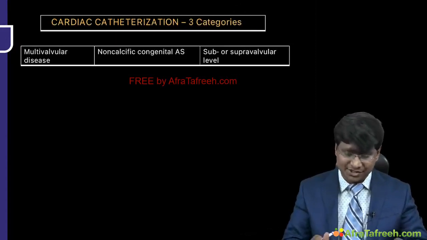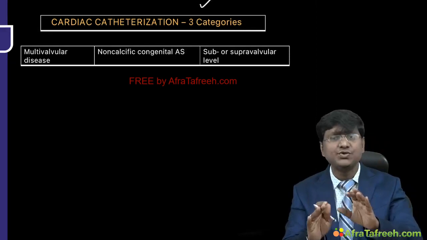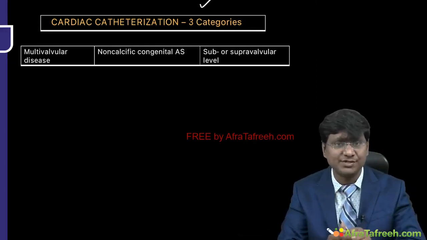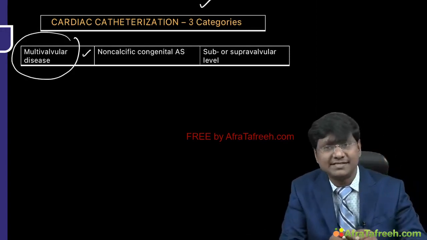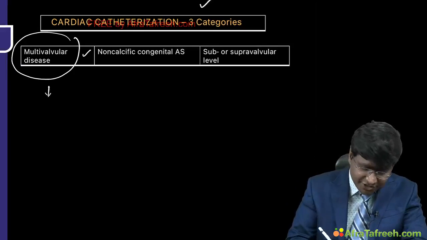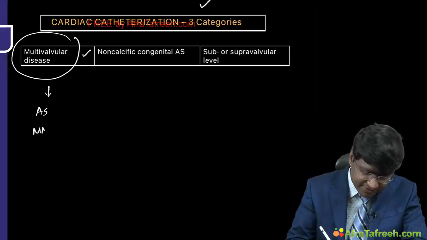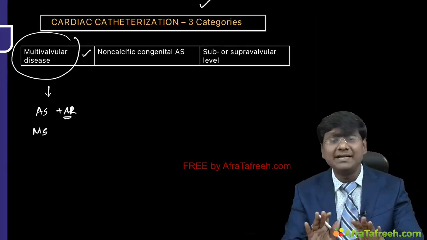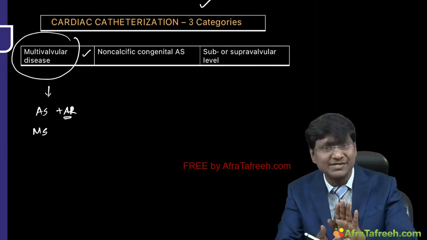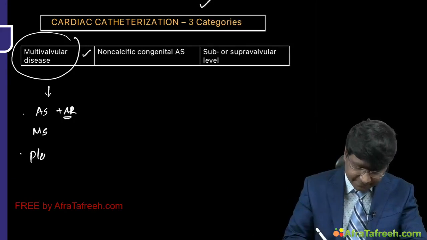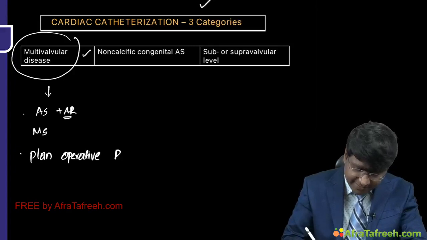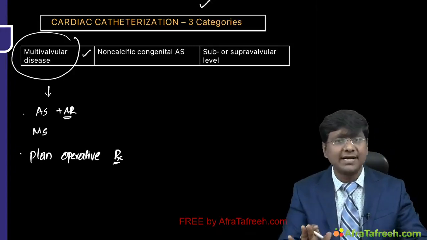And remember, cardiac catheterization is useful in three distinct categories of patients. Number one, patients with multivalvular diseases. So a patient having AS, a patient having MS, and at the same time also having AR. So multivalvular problems are there. In such cases, to plan the operative treatment, you require cardiac catheterization.